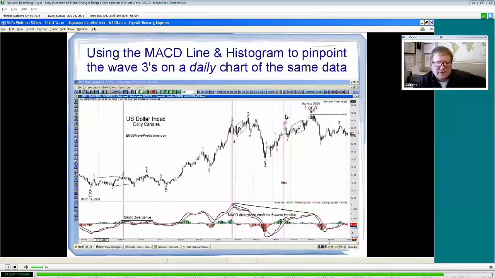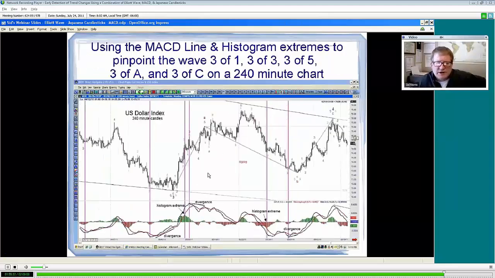So it gives you different information on each time frame. Zooming in on the same data, here's a 240-minute chart. And we can see that the MACD is pointing out this orange wave 3, this 1, 2, 3, 4, 5 right here. Divergence. Very nice, powerful signal.